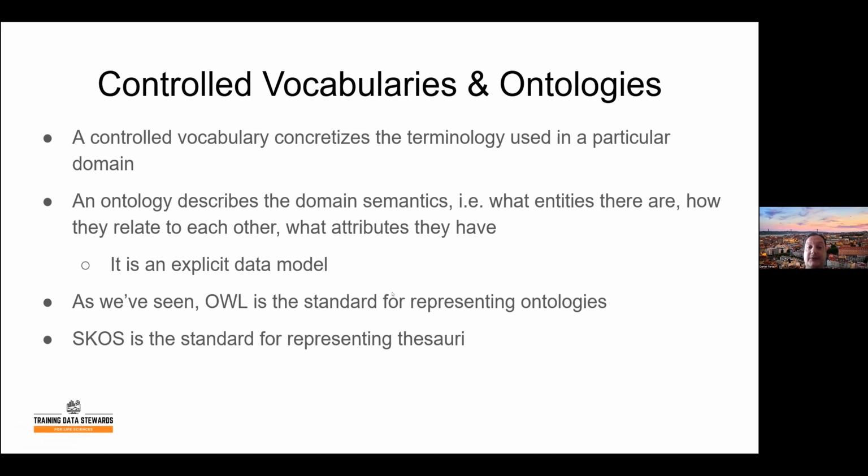Whereas if you want to represent thesauri, which are essentially controlled vocabularies that define synonyms and related terms, SKOS is the standard for representing them. And we've been through an exercise where, if you remember, we picked up an entity relationship model, and we went on Protégé and saw how to convert that into an OWL ontology that actually captured the semantics encoded in the entity relationship model.